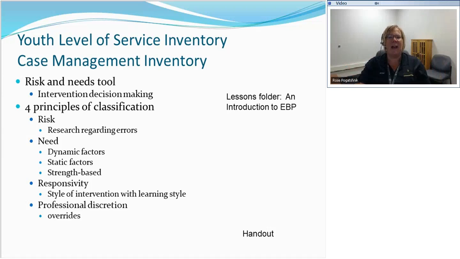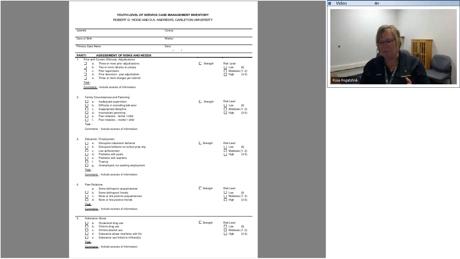Now the YLSI is a computerized program. So basically I just open up an app on my desktop, and when I'm meeting with a kid, I go through and I'm just clicking. Of course I can't show you that in this platform, so what I did was basically make a hard copy of, this is how we used to do it in the olden days, when we didn't have the app to do the assessment.